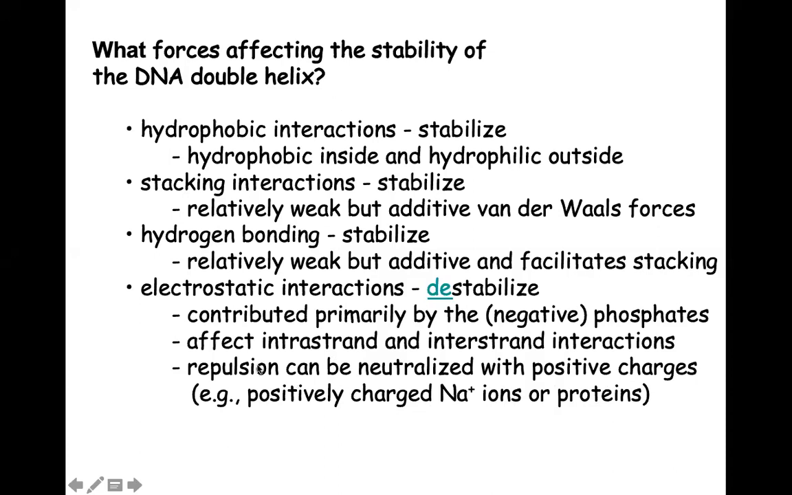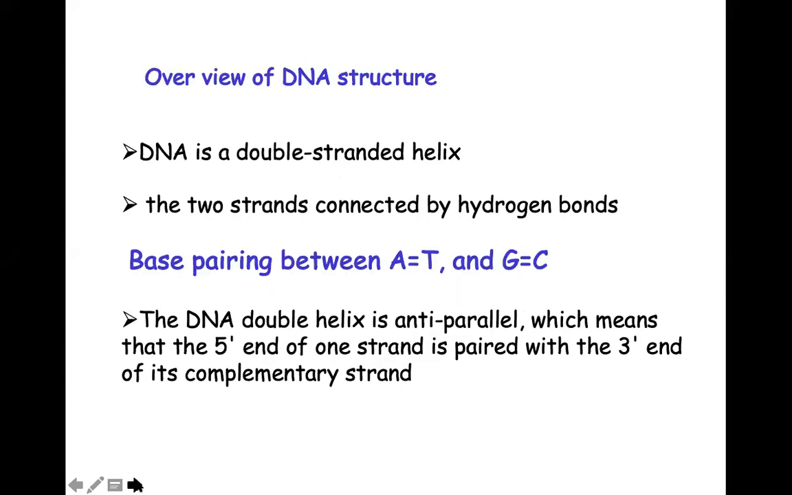So there are lots of interactions and forces, and overall the DNA double helical structure in the cell is stable. So these are the answers to what forces affect the stability of the DNA double helical structure. At your stage, these are the simplest answers, but it is a little bit more complex. So, an overview of DNA structure.